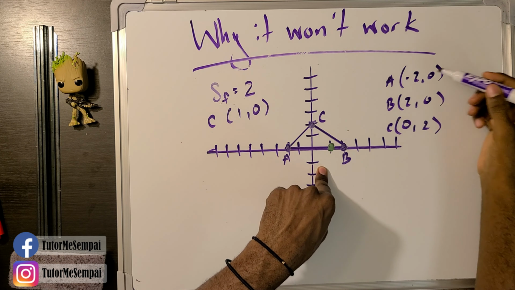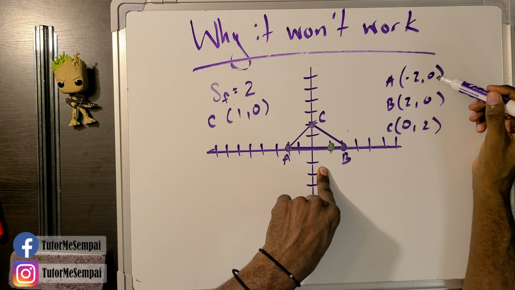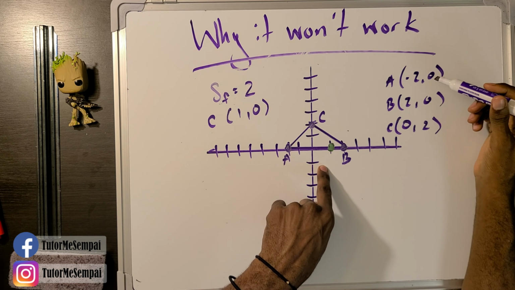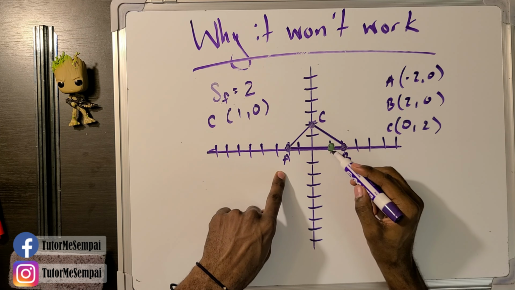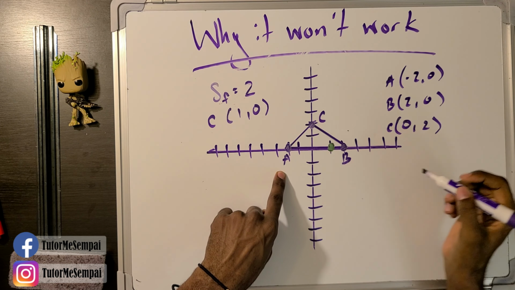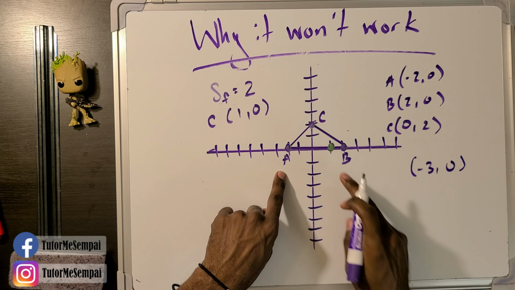We can't just take this for granted now, because this is not meaning the same thing. This is how far we are from the origin, 0, 0, but not 1, 0. A is going to be how far away from 1, 0. Now A is -3, 0 away from 1, 0.